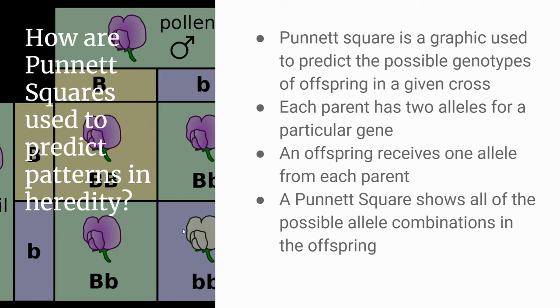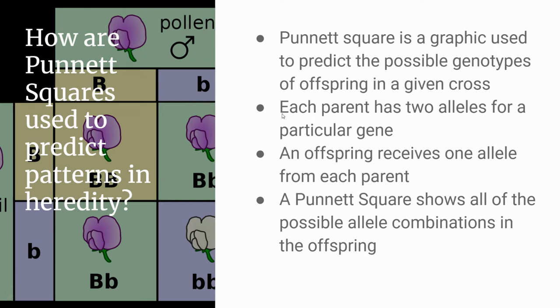And so you remember that each parent has 2 alleles for a particular gene. Okay, so you can kind of see up here in this one, you see how it's got 2 capital B's, capital B lowercase b, capital B lowercase b, and 2 lowercase b's. Okay, so that is 2 alleles. So up here, the parent, capital B, lowercase b, capital B, lowercase b. So this is the parent.